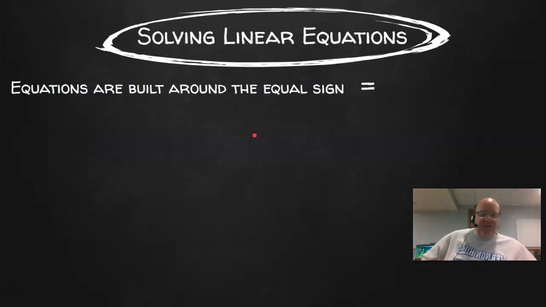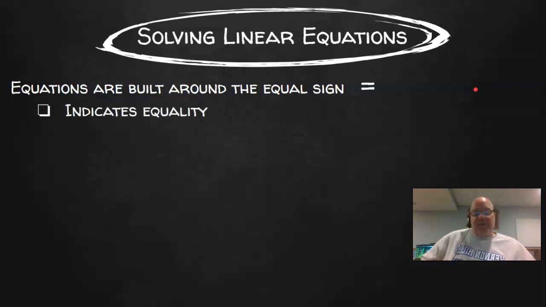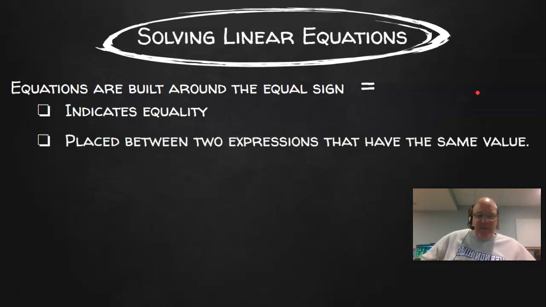So without insulting your intelligence, let's just make sure that we all understand equations are built around this symbol right here, which means an equal sign. The equal sign indicates that two values are exactly the same, and we can place this between two expressions to show that they have the same value. For example, 14 equals 14.